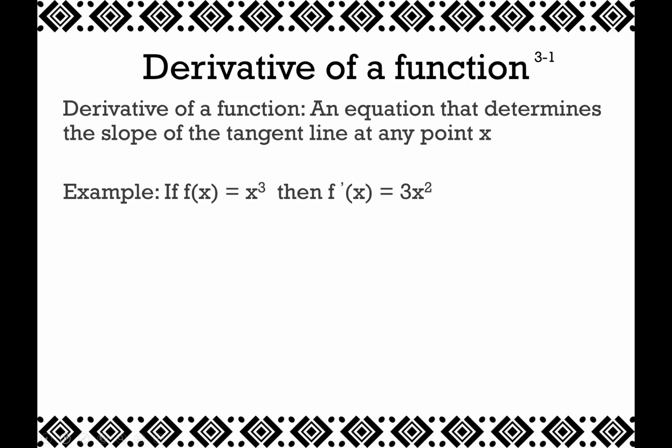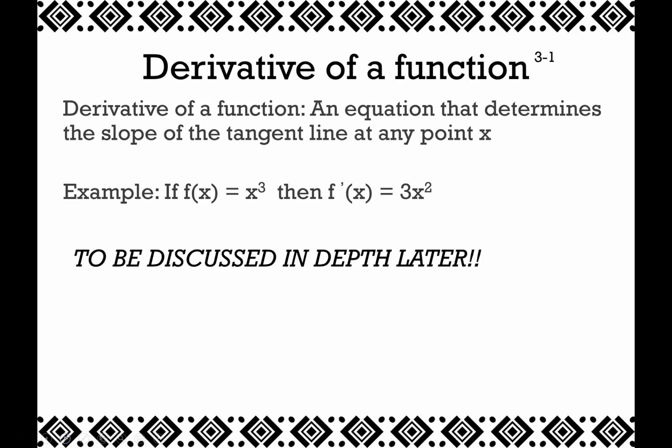This is what we really care about during this particular lesson. The derivative of a function is an equation that determines the slope of the tangent line at any point x. So for example, if f of x equals x cubed, then f prime of x equals 3x squared. So the derivative of a function is actually an equation, and we'll be able to plug into that equation to find the slope of the tangent line at any point x.